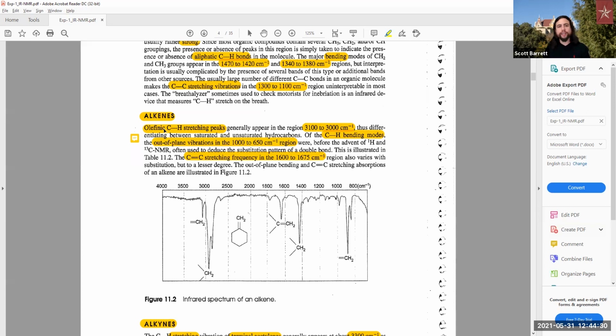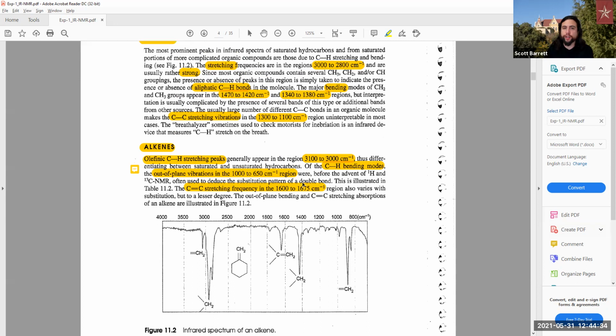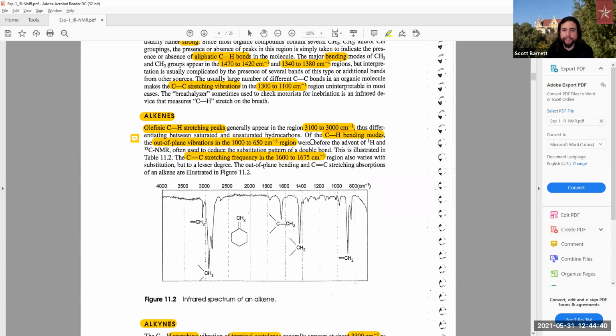So alkene carbon-hydrogen stretching peaks generally are around 3,100 to 3,000. So it's going to be a little higher here than the alkane. And in this instance, that would be the stretching peak. So remember, that's stretching. Next, if we want to talk about the bending, now it's going to be a lower energy requirement, right? So the bending of the out-of-plane vibrations are going to be in the 1,000 to 650 region. And you can see that here on the spectra.